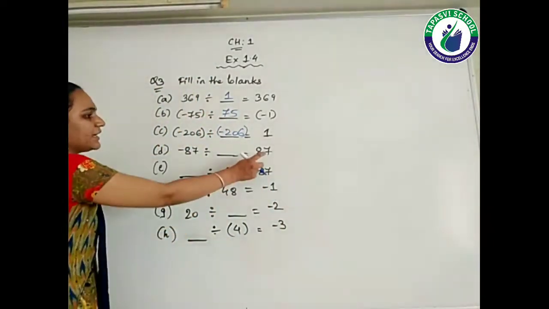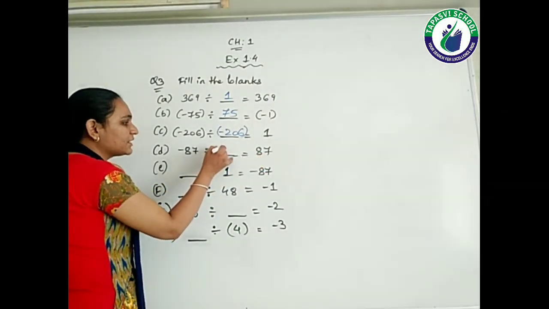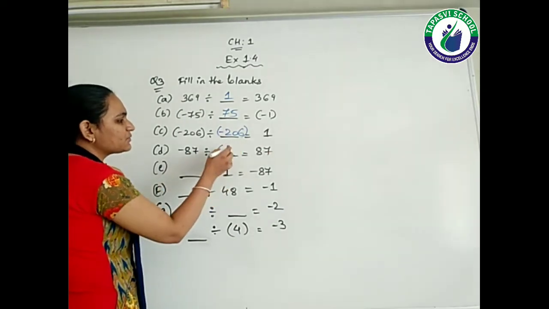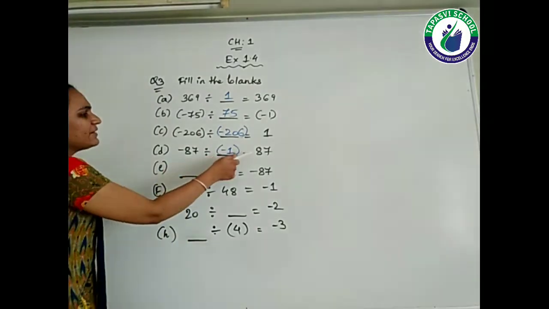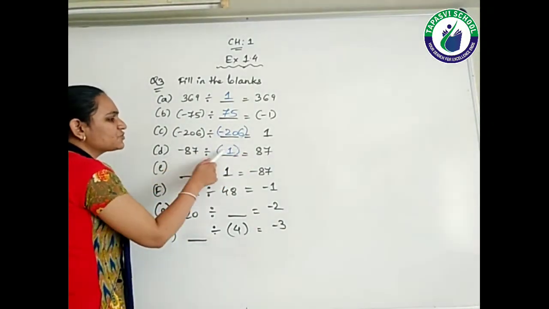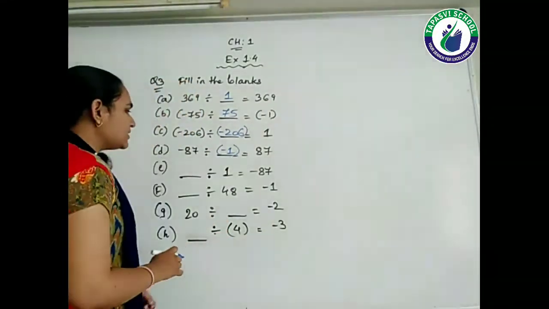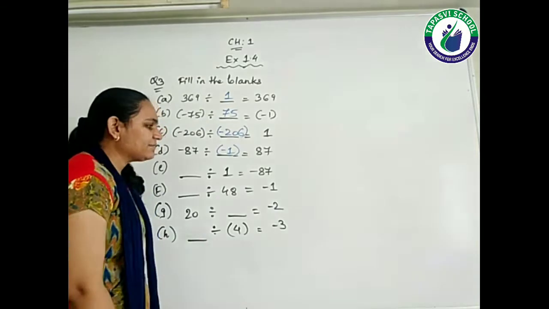Now see here, again here also students the answer is positive, that means this number should be negative, right? Now 87, when can you get your question as your answer? It is possible when you divide it by 1. So 87 divided by 1 is 87, and both the numbers need to be negative, so that we can get the answer as positive 1. Check it. Next one, dash divided by 1 is equal to minus 87.